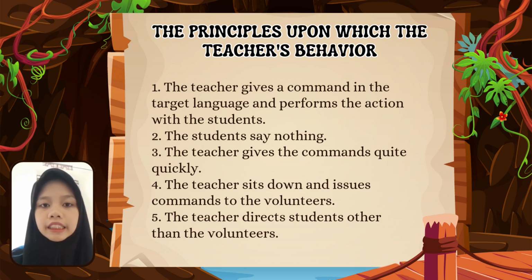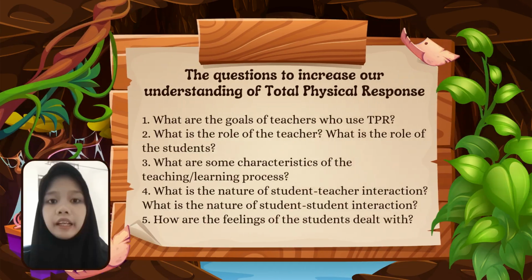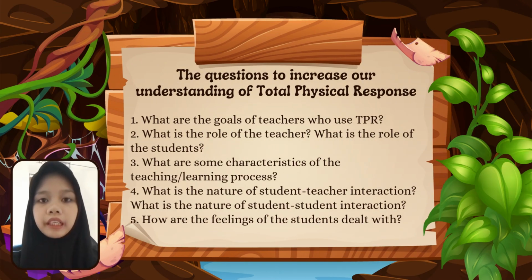Number 4. The teacher sits down and issues commands to the volunteers. The principle is that the imperative is a powerful linguistic device through which the teacher can direct students' behavior. Number 5. The teacher directs students other than the volunteers. The principle is that students can learn through watching the action as well as by performing the action themselves. And the next are the questions to increase our understanding of Total Physical Response.